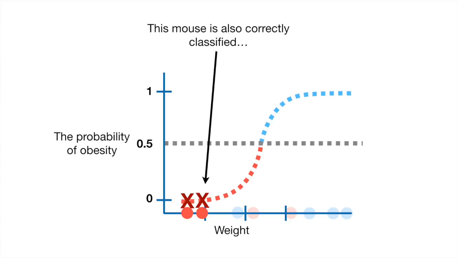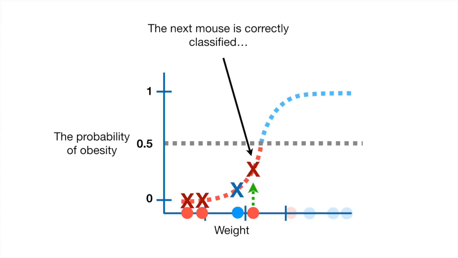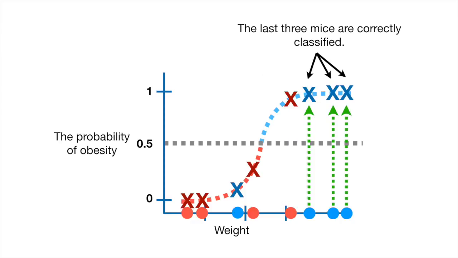This mouse is also correctly classified, but this mouse is incorrectly classified. We know that it is obese, but it is classified as not obese. The next mouse is correctly classified, but this mouse is incorrectly classified. The last 3 mice are correctly classified.